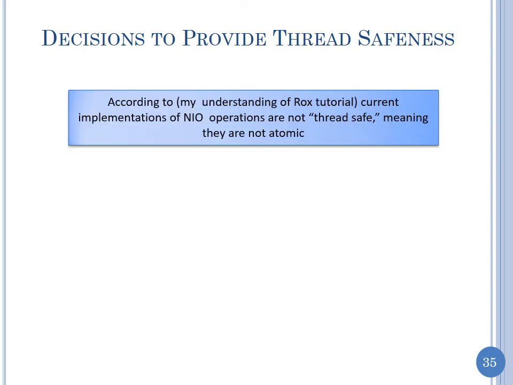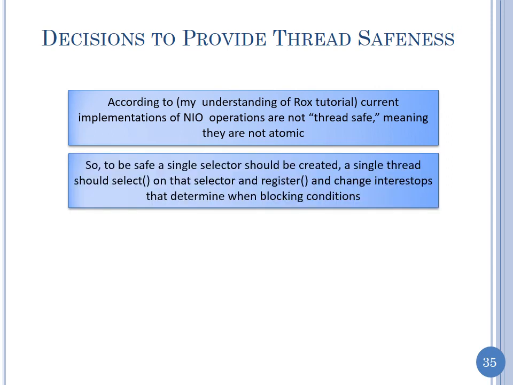So we saw that the selector object is associated with a select call, and also with operations connected to interest operations and channels. And these calls are not thread safe. Okay, so according to the tutorial, to be safe, we should have only one selector object in an application, and only one thread accessing its shared state. That's one of the decisions the tutorial makes.